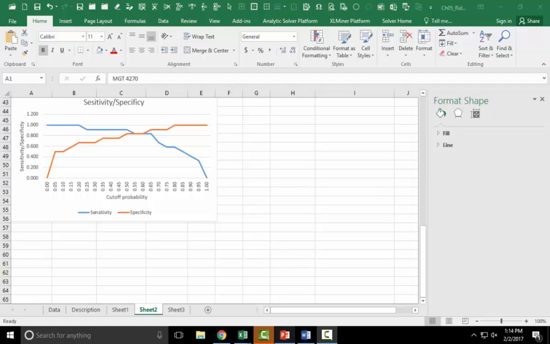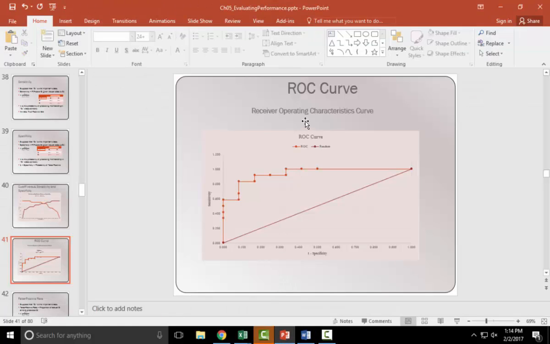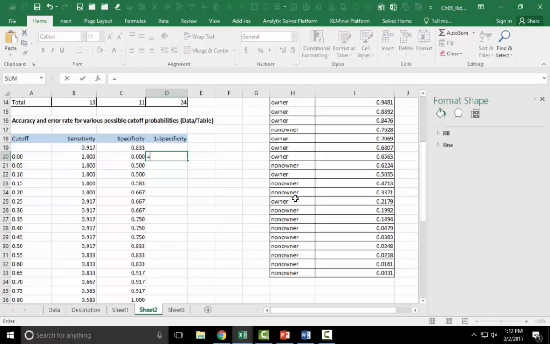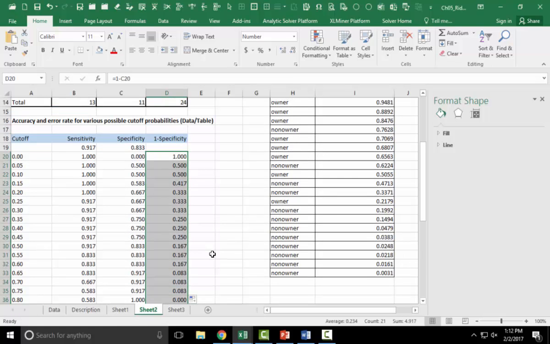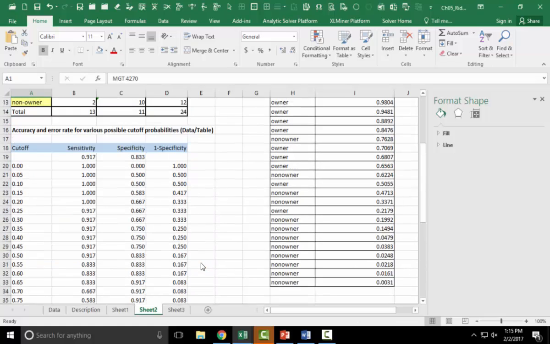Okay, so now let's plot the ROC curve, and remember, the ROC curve is sensitivity on the y-axis and 1 minus specificity on the x-axis. Let's look at it. So the y-axis is sensitivity, which is that, right?